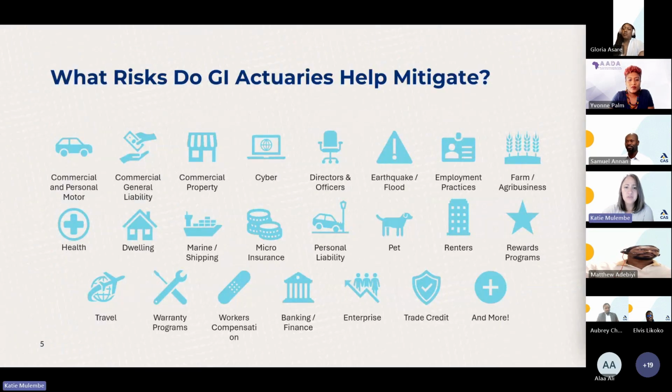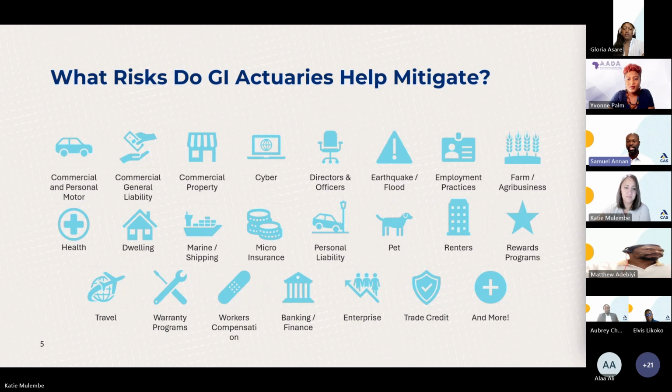So with this, I'm going to turn it over to Samuel to explain a little bit more about what the GI actuarial profession looks like. Thank you so much, Katie. And yeah, I imagine everyone here is interested in hearing about the credential pathways and the exam process to get to the various credentials. But let's start with a 30,000-foot view.